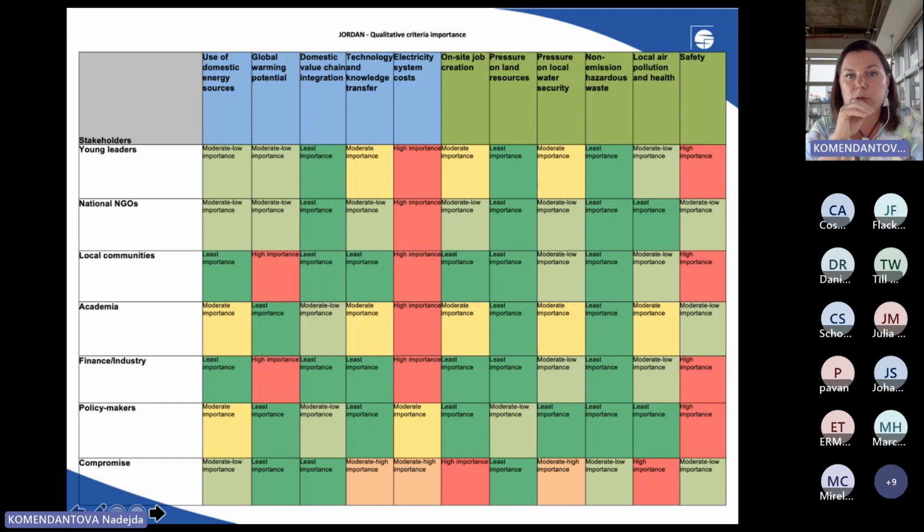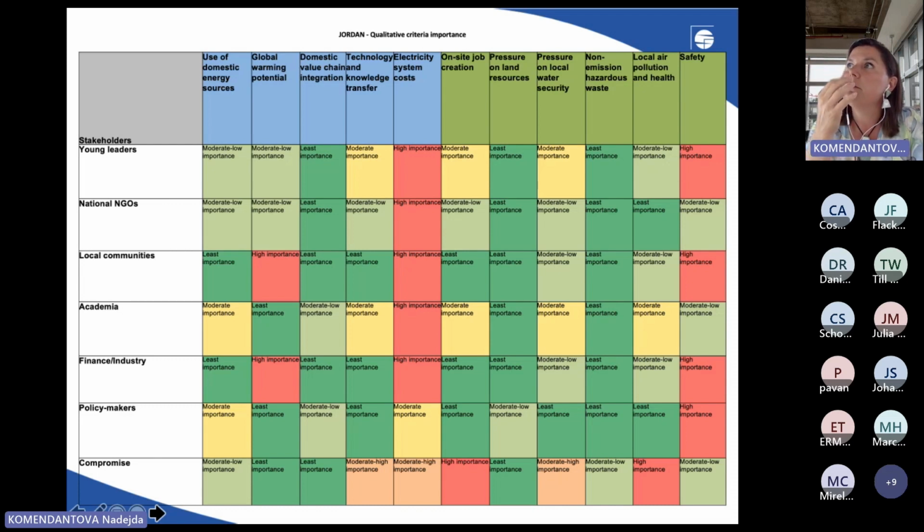So here you could also see differences. This is the so-called criteria map, which shows how different the positions of stakeholder groups could be according to certain criteria. Up to really very polarized, like you could see for someone, a criterion could have high importance, but for another group, this criterion could have the least importance. And this is where the compromise needs to be achieved.